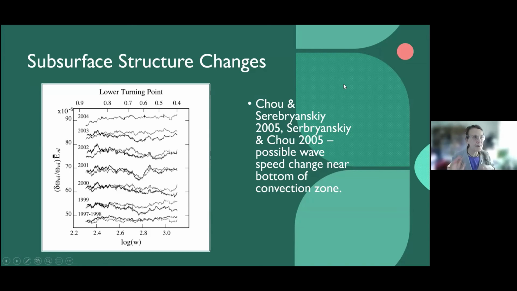Now, these are some measurements using GONG and MDI data, and you can see that maybe something changed near the bottom of the convection zone, this kind of glitch, in solar maximum. So maybe there's something there, but it's not particularly easy to understand.